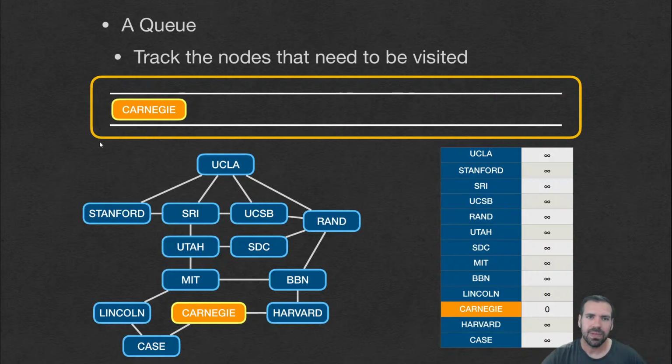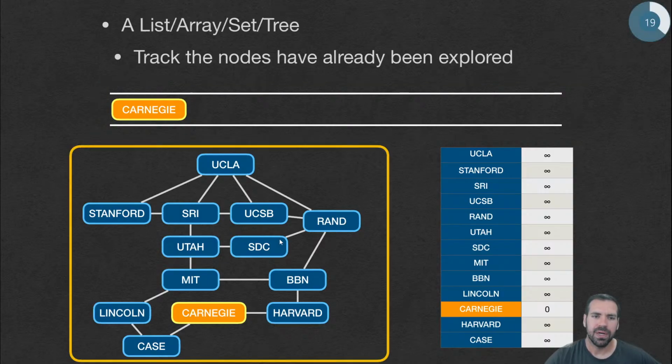So we have a queue that's going to track the order in which we're going to visit the nodes, or more specifically, the order in which we're going to visit the neighbors of a node. We're going to need another data structure that marks which nodes have already been explored. On the slide, I'm going to mark them as orange. If they're orange, they've been explored already.